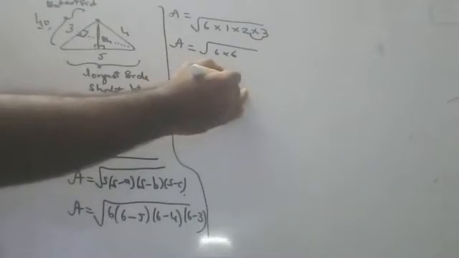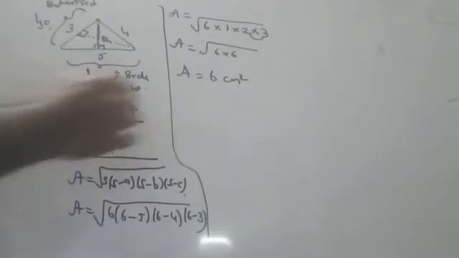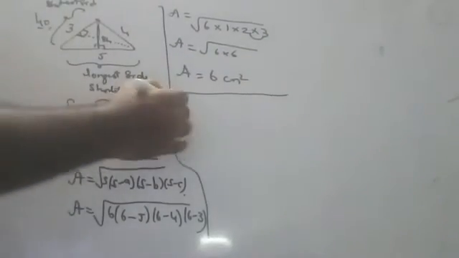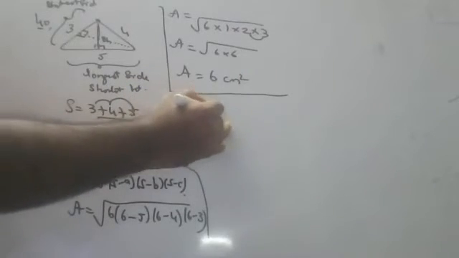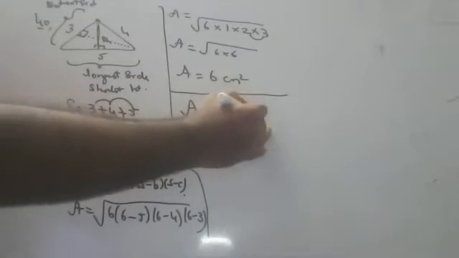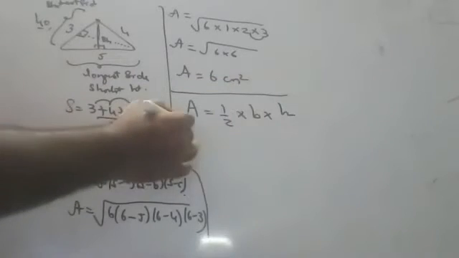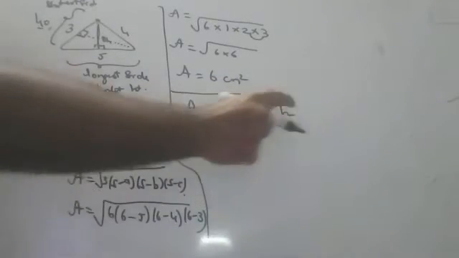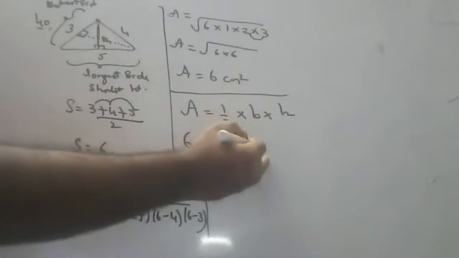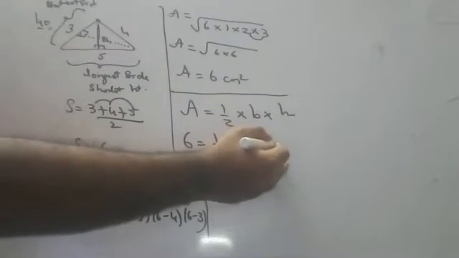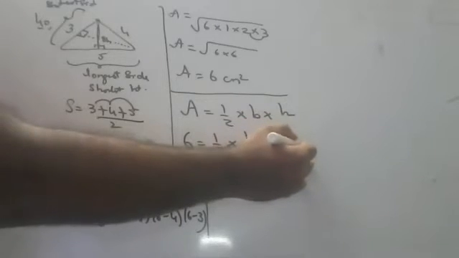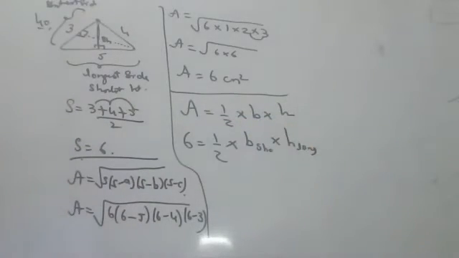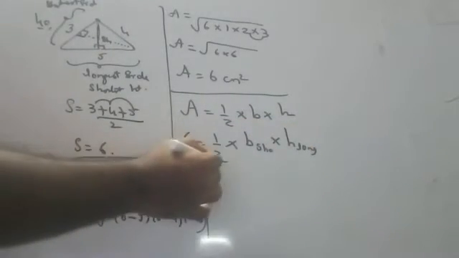So 6 will come out. Area is 6 centimeters square. Now, if you want, area is equal to half into base into height, children. So 6 is equal to half into... if you want longest height, then I have to take shortest base. Shortest base will have longest height. This will come up, children.